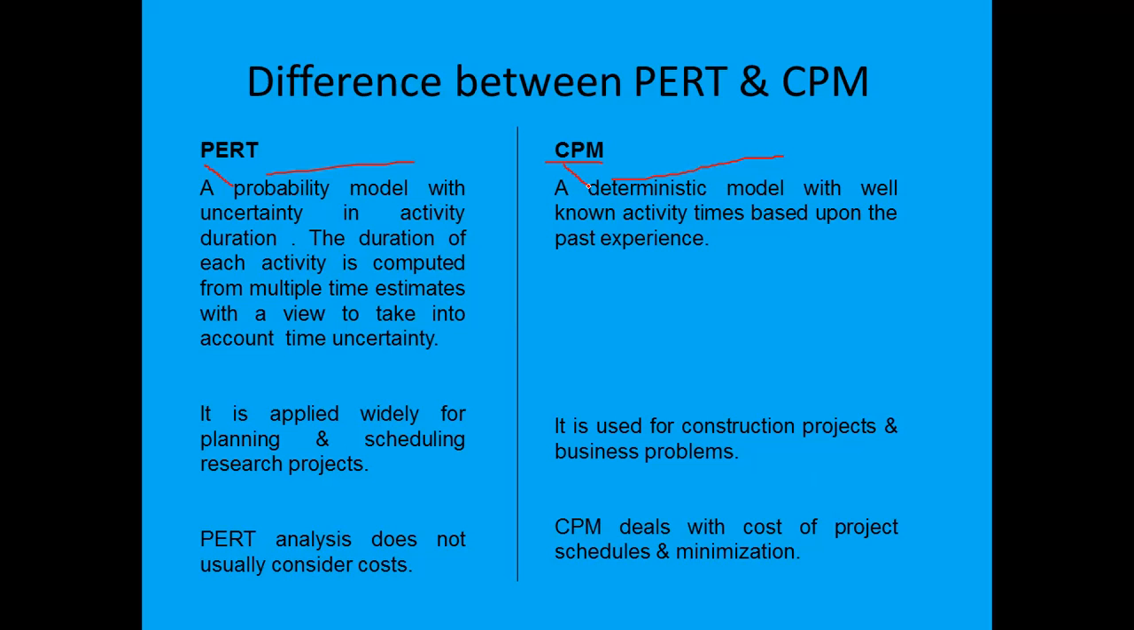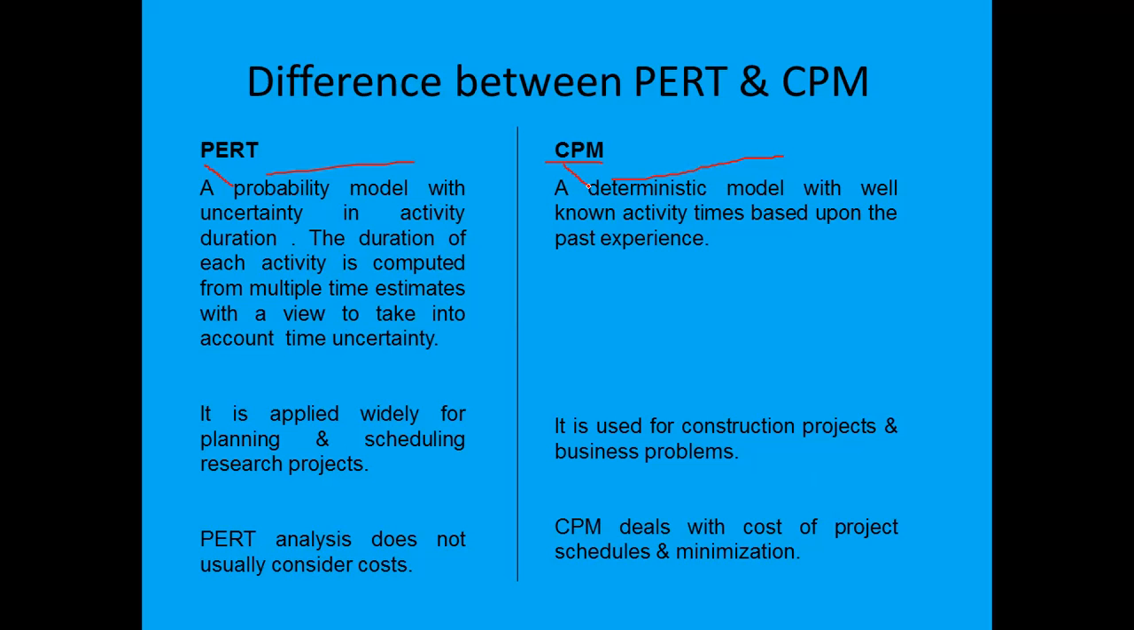Okay, next CPM. It is used for construction of projects and business problems. So అర్థమైంది కదా. PERT problems are generally used for planning and scheduling research projects, defense projects, research projects like this, PERT probability. But deterministic models are generally used for construction projects, civil construction, that is dams, apartments, roads, whatever it is, and business problems.